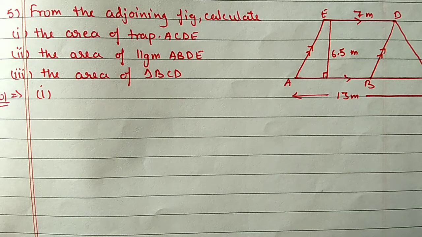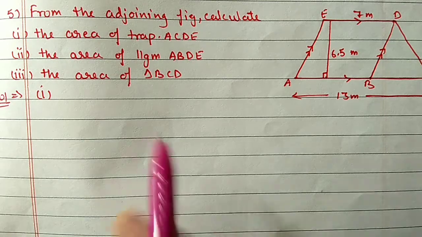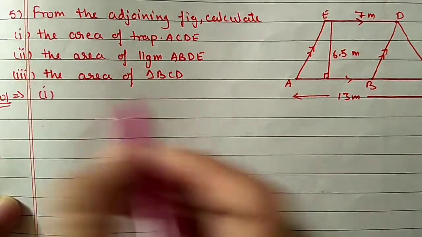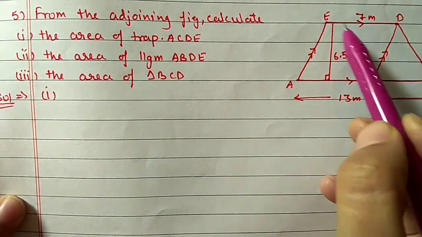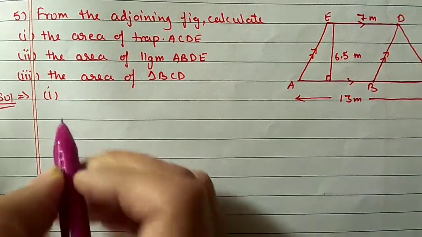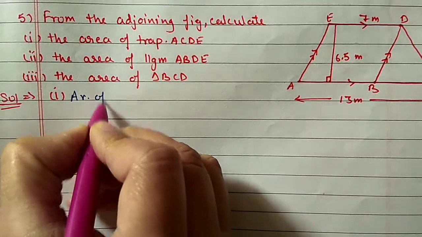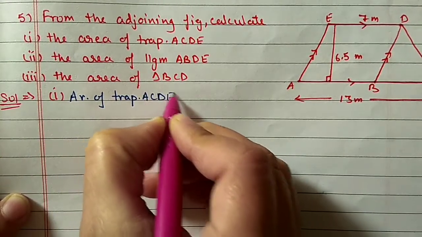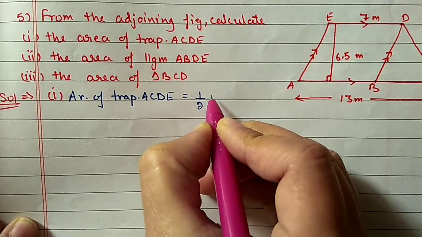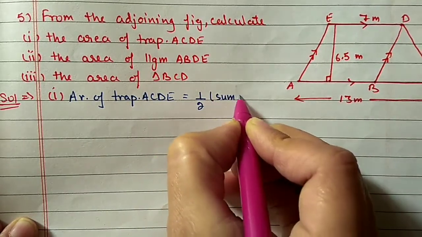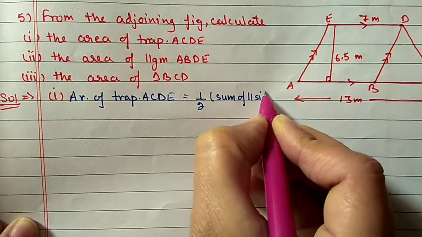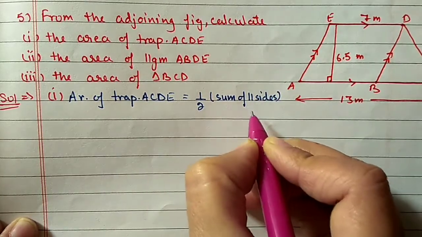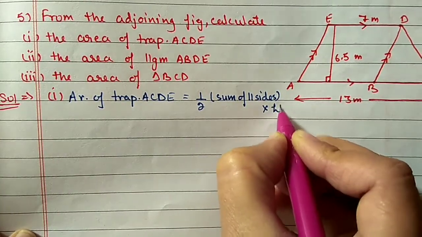Next, question number 5. From the adjoining figure, calculate the area of trapezium, area of parallelogram and area of the triangle. So first we will calculate for trapezium. This full figure is a trapezium ACDE. So area of trapezium is equal to half sum of parallel sides, this symbol we are using for the parallel sides, into height.